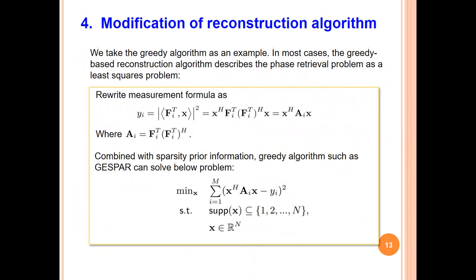Since we get the location information of 40 pixels through the search algorithm, then I'll show how to use it to modify the recovery algorithm. We take the greedy-based algorithm as an example. In order to remove the modular operation, we rewrite the measurement formula. Combined with sparsity prior information, greedy algorithms such as Jasper can solve the optimization problem on the slide.